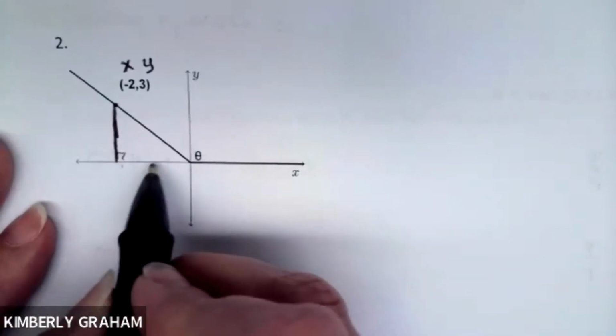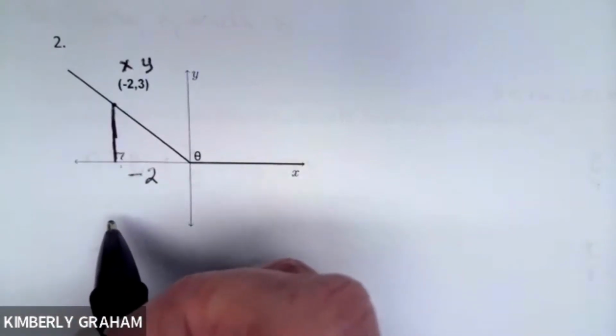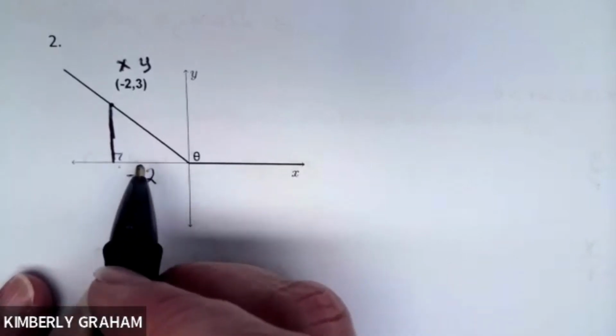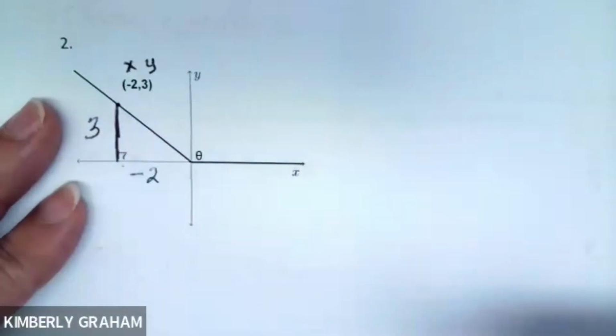I'm going to write this as -2. Now, I know that the length of that triangle cannot be negative. It's a distance, it's always positive. But I'm going to go ahead and write this out as -2. And I know that this height is 3.